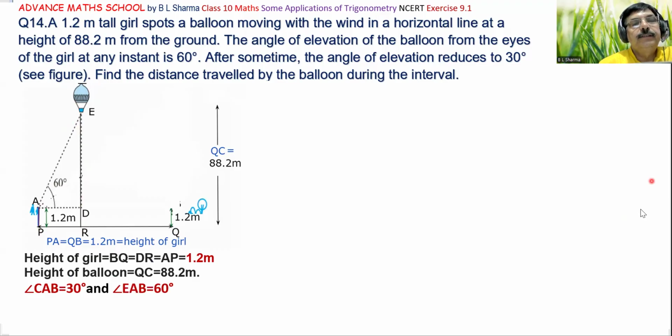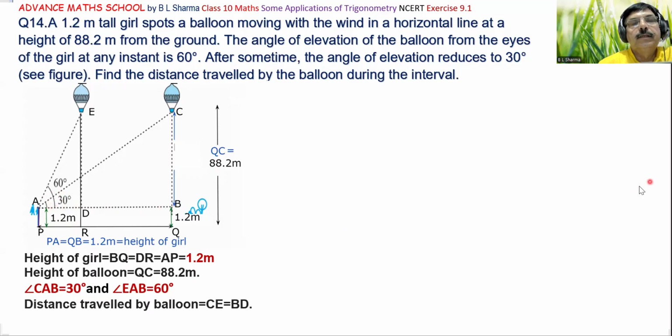So see the figure. The balloon's position is now here; the balloon has moved from here to here, and you can say that AC is the distance traveled by the balloon. Here you can say DB is the distance traveled by the balloon. This angle reduces to 30 degrees. We have to find out the distance traveled by the balloon, that is CE or BD. See the figure.